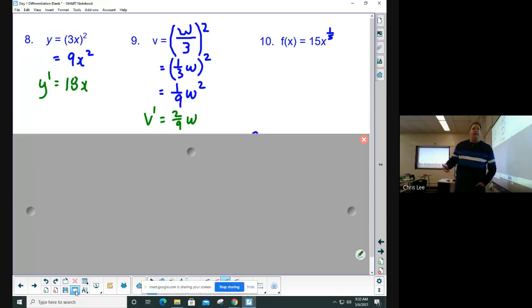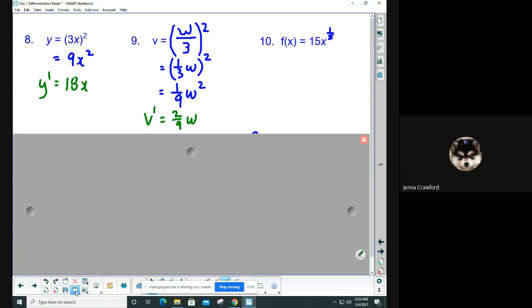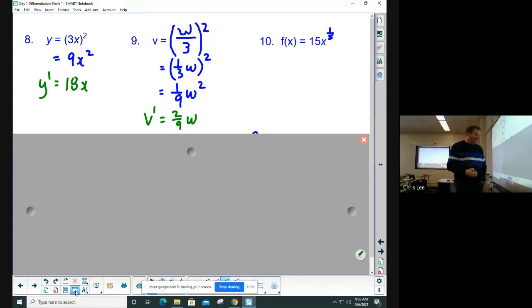10, I think already is user-friendly. Does someone want to take a stab at the derivative of 10? What is the exponent? I can't really read it. Yeah, that's fair. That's a 1/5.